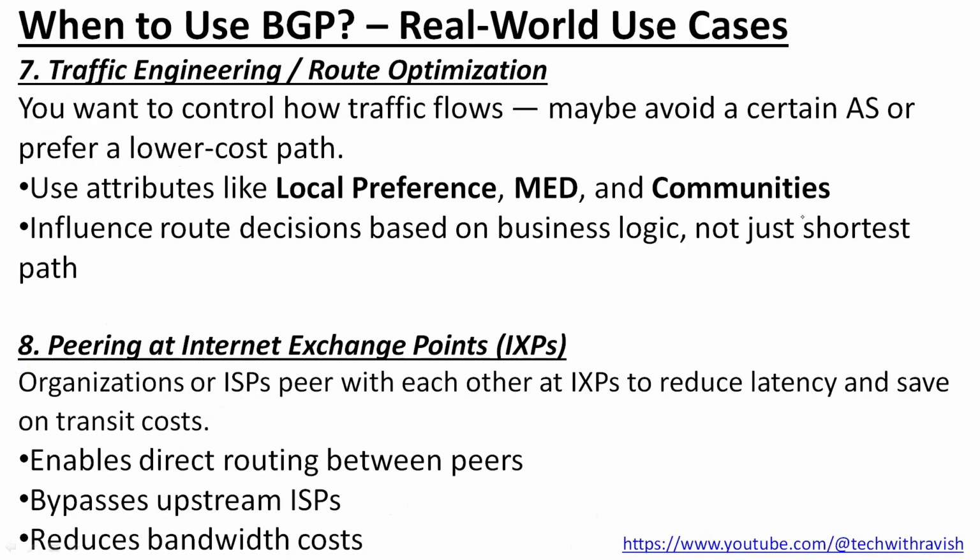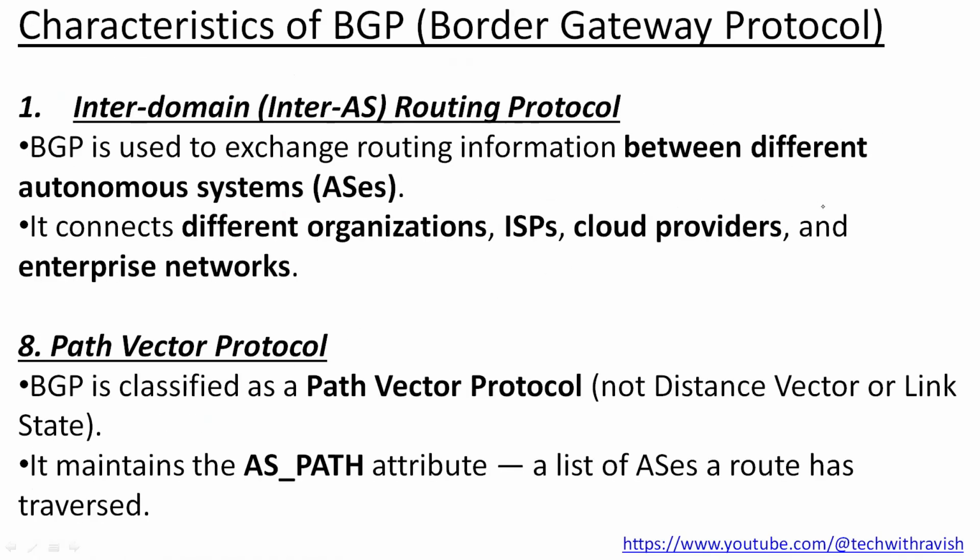Okay. Now let's talk about traffic engineering and route optimization. To lower congestion and to take full control, we need the BGP protocol. Attributes like local preference, MED, and communities can also be used in that case. Let's talk about peering at an internet exchange point. We also need the BGP protocol to reduce latency and save transit costs over here.